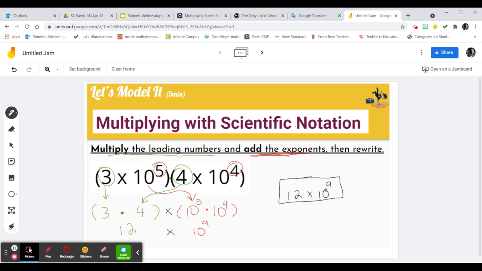Now, this is not in scientific notation, though. That's the only problem here. So let me put a note: this is not scientific notation, okay? The reason is because this is 12. Remember, our range has to be between 1 and 10, okay? So less than 10, right? I'm sorry, go back. It has to be less than or equal to 10. Sorry. And that doesn't make sense.